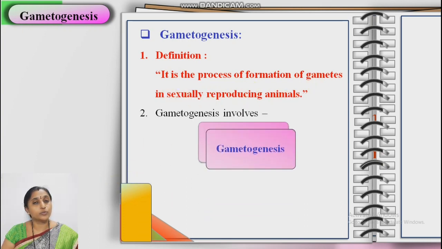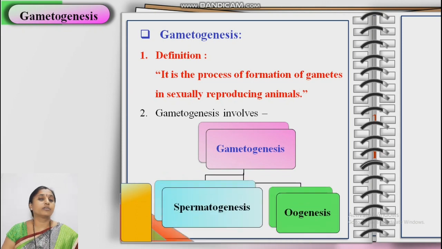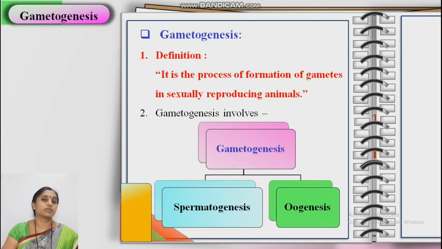Gametogenesis involves two processes because it forms the male gamete in case of male and the female gamete, that is the ovum, in case of female human being. So there are two processes: formation of the male gamete, the sperm, and formation of the ovum or the egg. These are spermatogenesis and oogenesis. Genesis means formation. Spermatogenesis is formation of the sperm, oogenesis is formation of the ovum. In the first lecture, I already explained the structure of the sperm and the ovum.